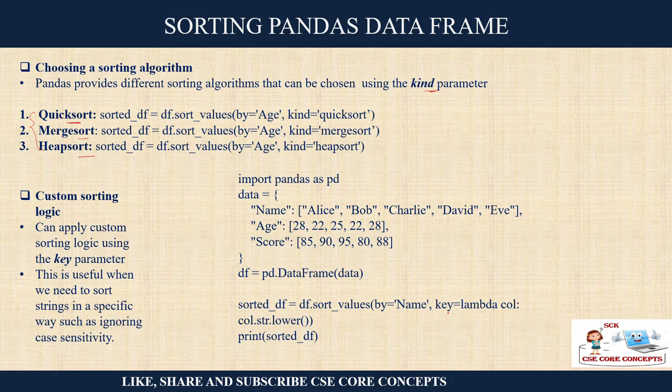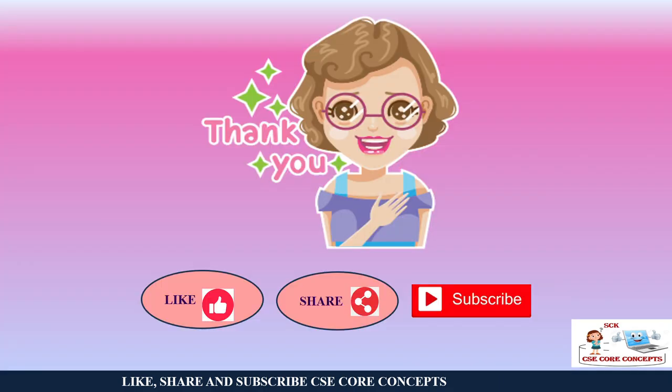So here you will have to write the key. You write which type of sorting you want to do. If you are writing df.sort_values by the column name, kind is equal to quicksort, mergesort, or heapsort. So any type of sorting you can do. This is the beauty of the pandas library.